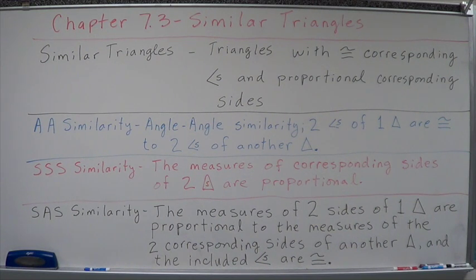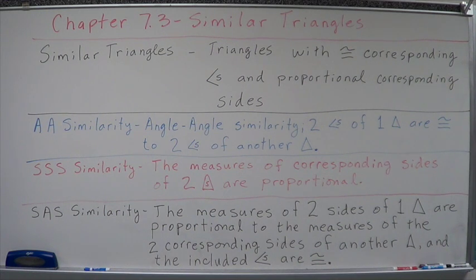So remember, we've got to go back and look at the corresponding angles and the corresponding sides, and remind yourself of exactly how to do that so that you're looking at the correct corresponding angles and sides. Similar triangles, remember, have to have congruent corresponding angles and proportional corresponding sides. Now there's three ways that we can immediately tell whether or not two triangles are similar, simply by looking at their angles and their sides.